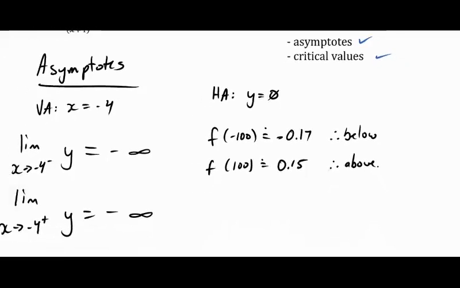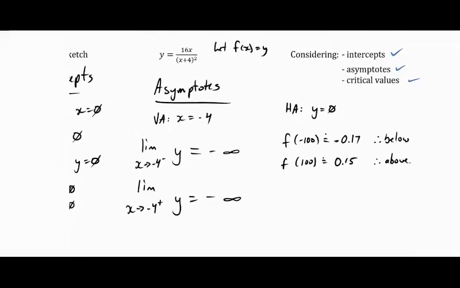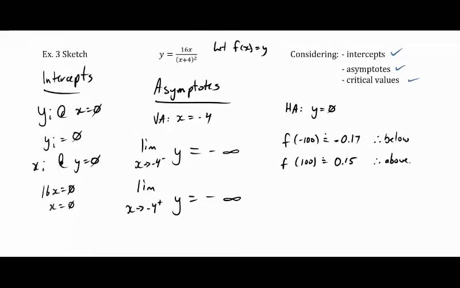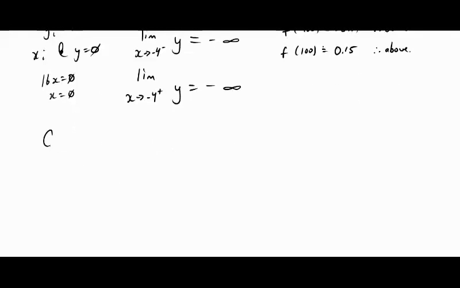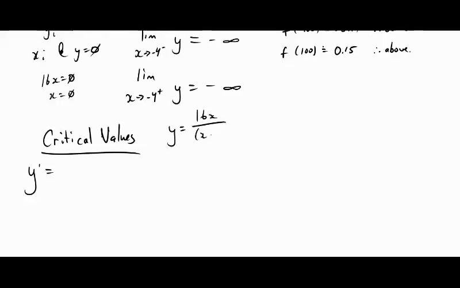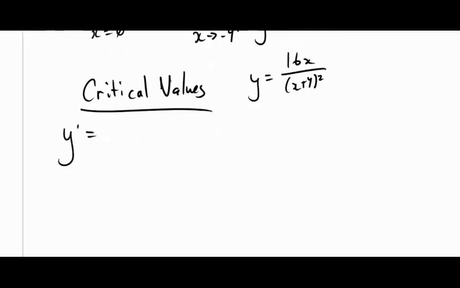Okay. So that was pretty simple to get through the intercepts and the asymptotes for this question. We're going to move on to the critical values, which is the part that we're adding. So for the critical values, I have to find the derivative. And this was the original function, 16x over x plus 4 all squared. Quotient rule for these ones, quite different from the polynomials we're doing in the past.